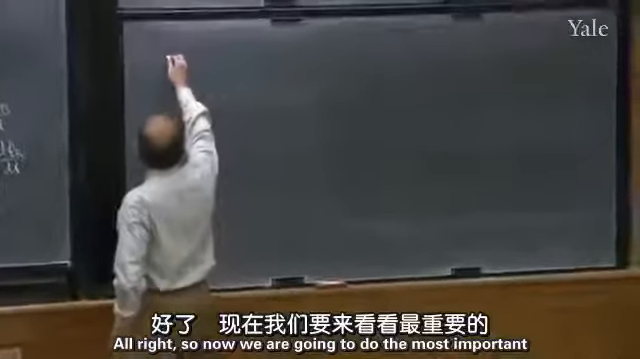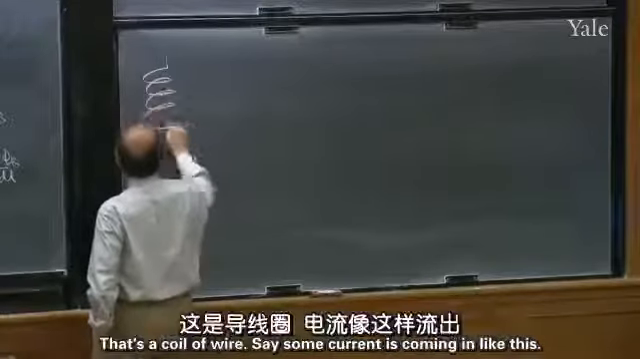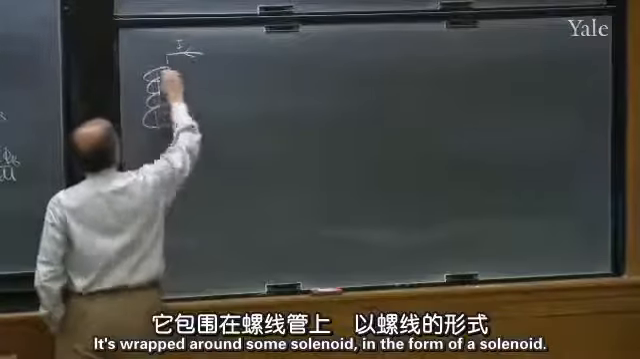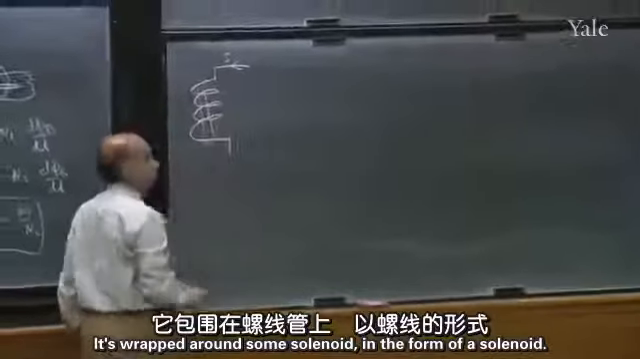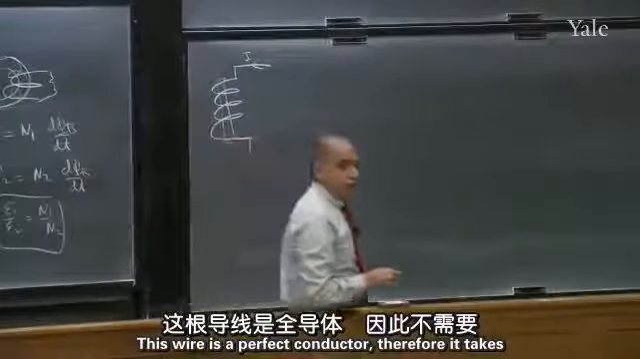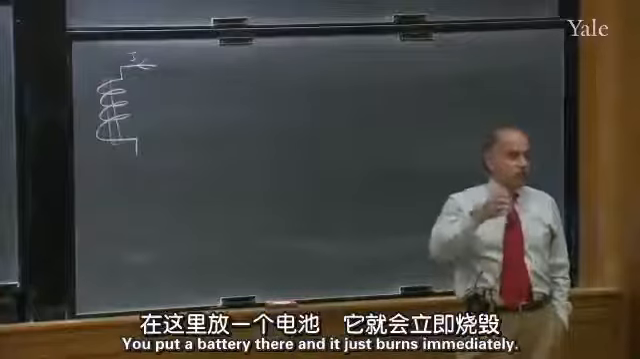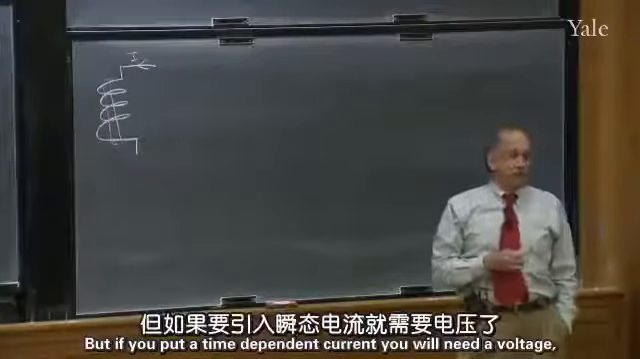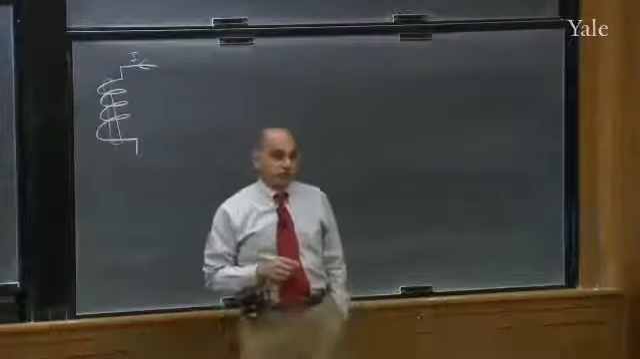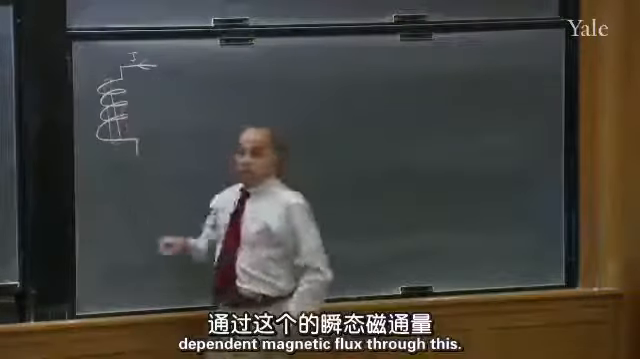All right, so now we are going to do the most important circuit element, which is an inductor, and it looks like this. That's a coil of wire. Say some current is coming in like this. It's wrapped around some solenoid in the form of a solenoid. This wire is a perfect conductor. Therefore, it takes no voltage at all to drive a current through it. If you put a battery there, it will just burn immediately. But if you put a time-dependent current, you will need a voltage. Because a time-dependent current will produce a time-dependent magnetic flux through this.